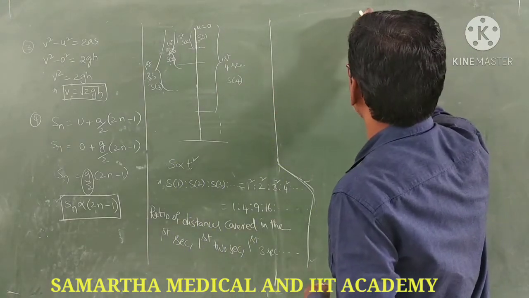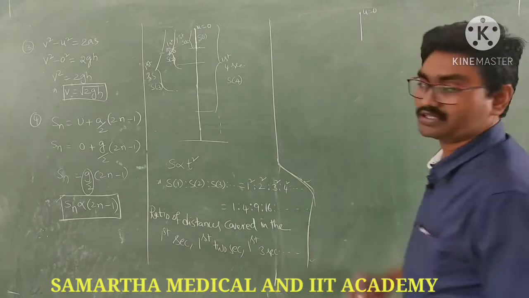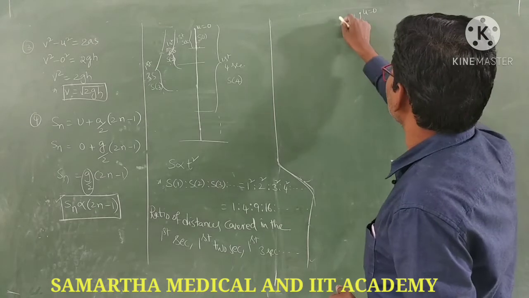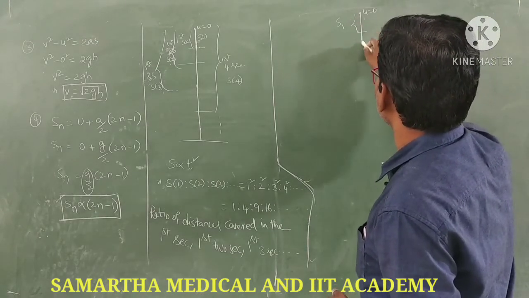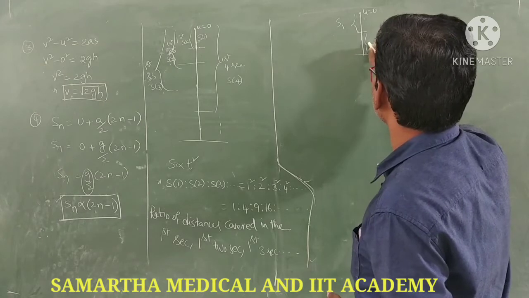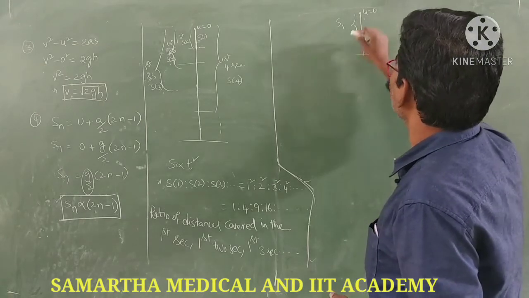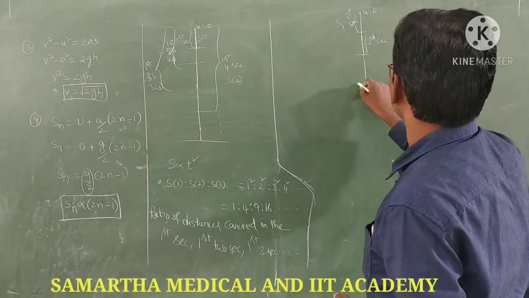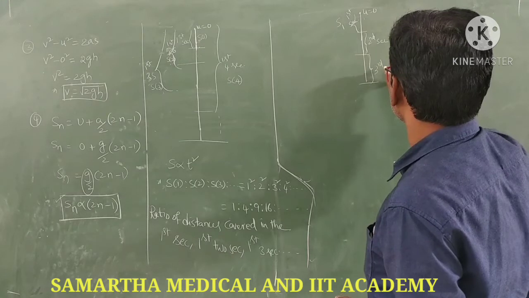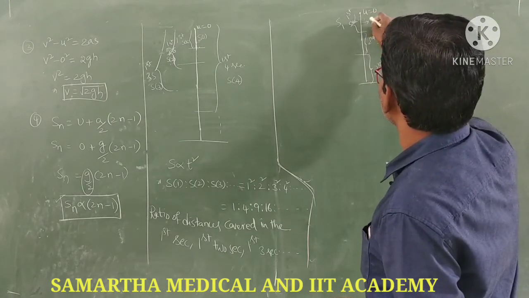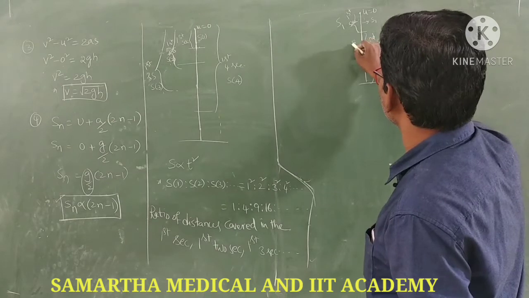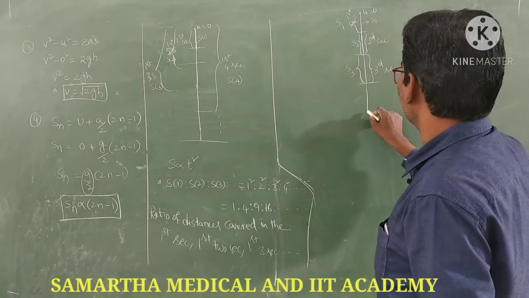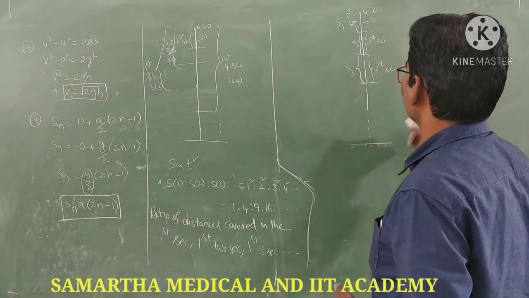Suppose in the same case, a body is dropped with initial velocity 0 and falls down. Consider the ratio of distance covered in the first second, then the second second, then the third second. In the first second, let S1 be the distance covered. In the second second, let S2 be the distance covered. In the third second, let S3 be the distance covered, and so on. Suppose it takes some time to fall down.